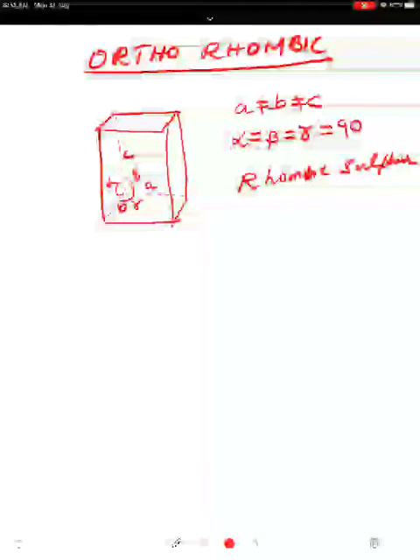So three shapes are over. We have seen three shapes. First one is cubic. In that three variations are there: primitive, body centered, face centered. Second crystal system, that is tetragonal. In that two variations are there. Primitive is there in all the 7 crystal systems. Now in the second crystal system, primitive and body centered. In that the example is white tin.